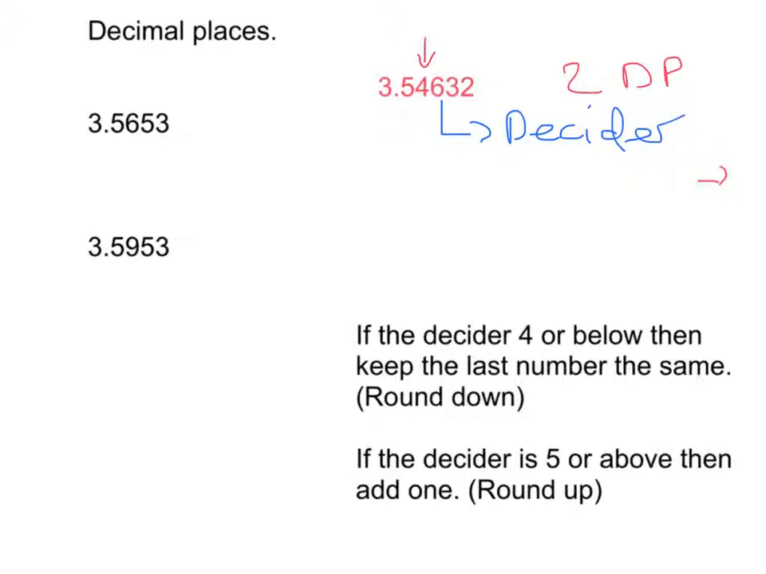The example we've got is a 6 decider, which is a 5 or above. It fits this category here, which means we round up, and then we actually do what it says and actually add another increment or another number to this. So what we're going to be left with is 3.5. Instead of a 4, it's a 5 because we're rounding up, and nothing after that. No zeros, nothing. You just leave it. Okay. So that's basically this number to 2 decimal places.